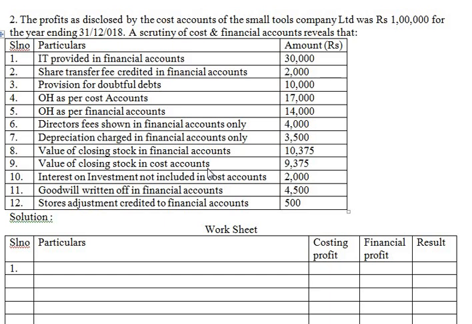In the previous class, we had solved one problem on reconciliation of profits. Today also, we are going to solve one more problem on reconciliation statement. So here is the problem.